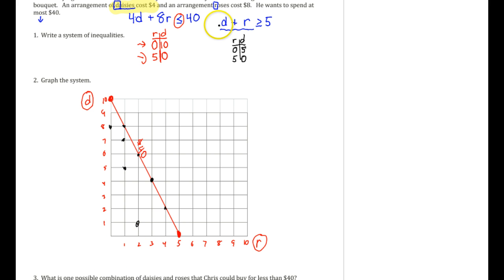But there's the other condition here that says we need to have at least 5. We want 5 or more. So 1 rose and 1 daisy won't work. And no roses, 2 daisies won't work. We need to have at least 5. So of all these, which ones are 5 or more? And that's your other line.